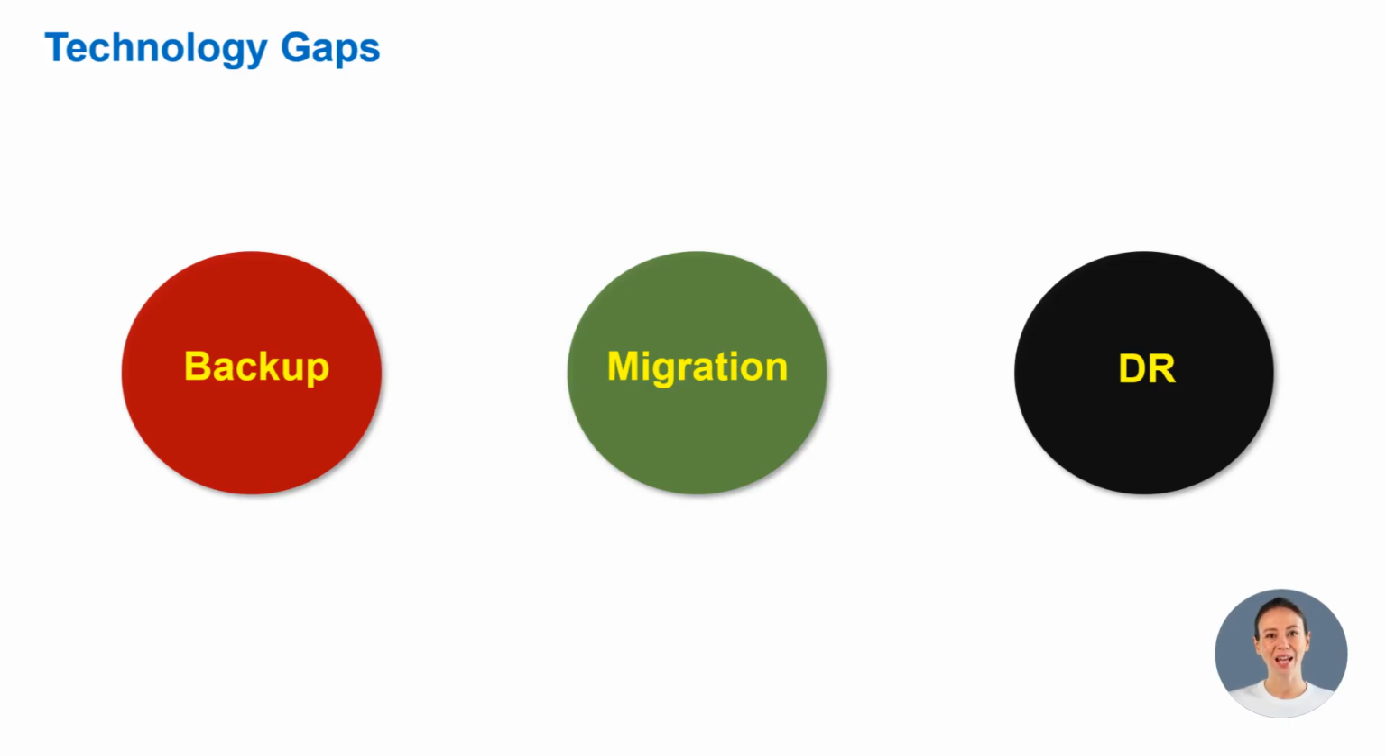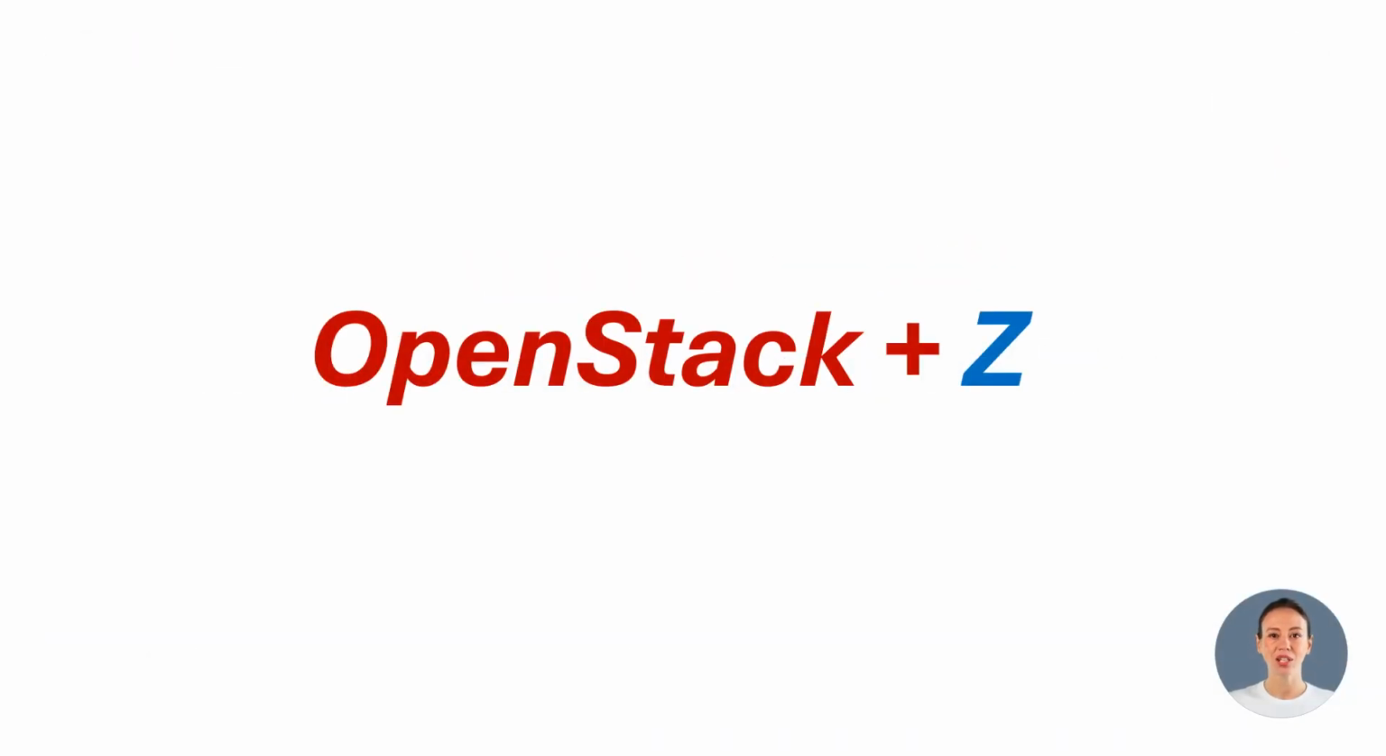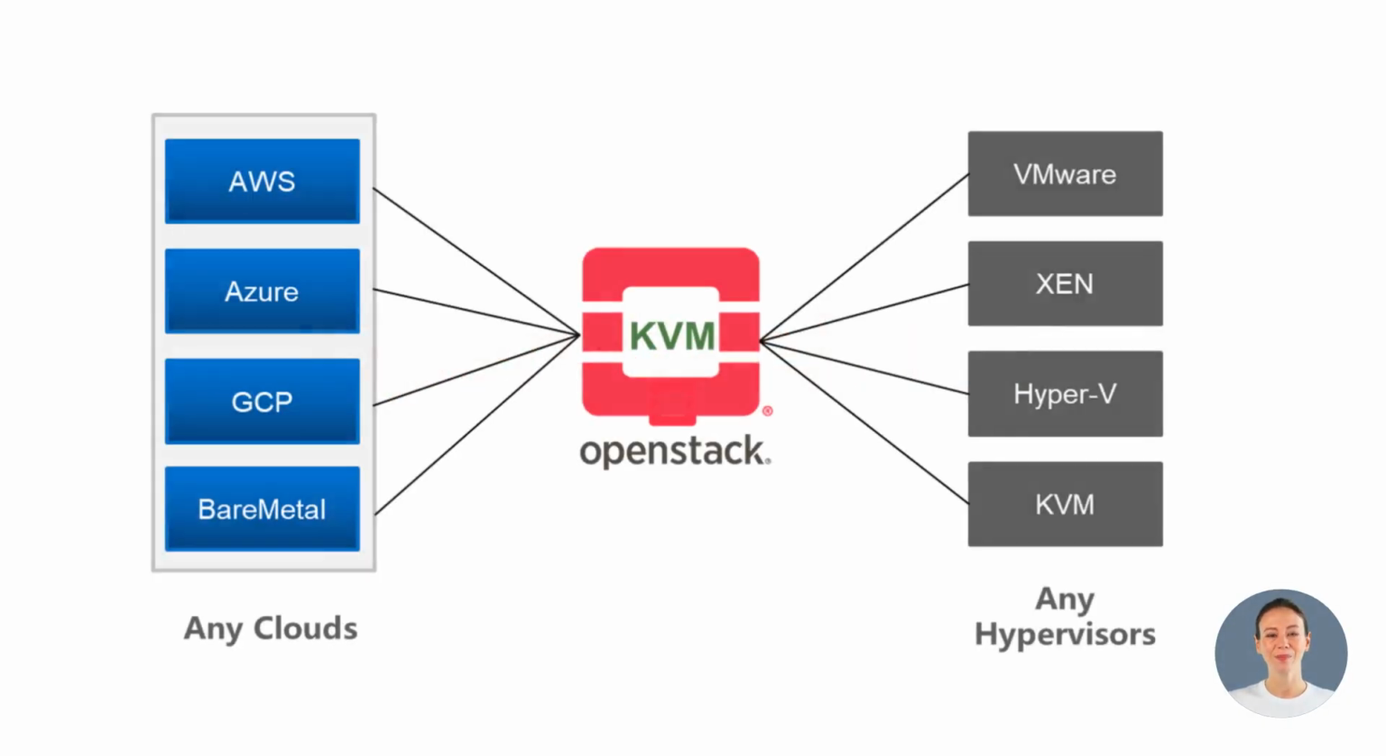I am Francesca, and I'm excited to discuss how to address the 7 key findings and requirements. As we work to resolve all these requirements, we identified 3 technology gaps in OpenStack: backup, disaster recovery, and migration capabilities. Fortunately, Z-Converter has hypervisor-agnostic backup, disaster recovery, and migration technologies. Last year, we launched the project codename OpenStack Z Task Force Team to tackle 3 technology gaps by leveraging Z-Converter's hypervisor-agnostic technologies. This is the primary mission of the OpenStack Z project.